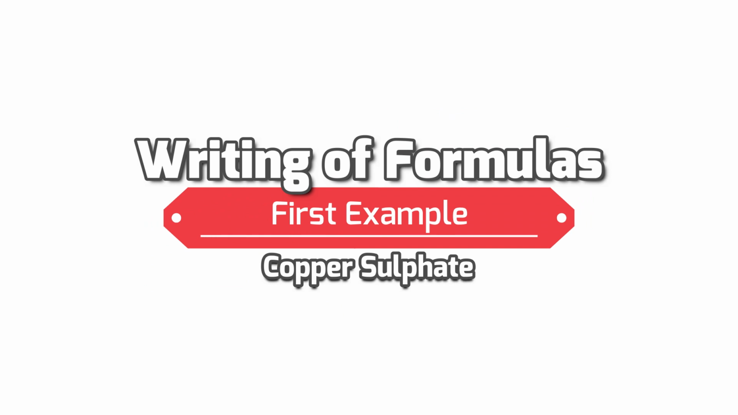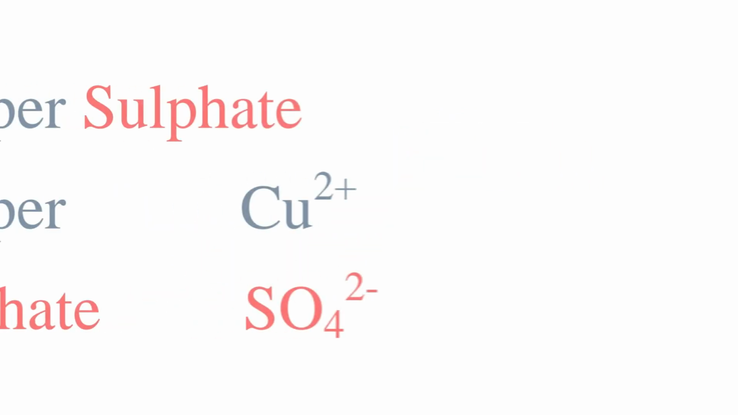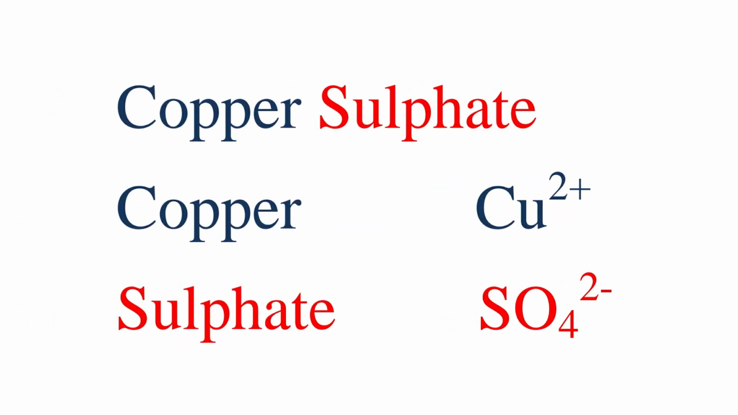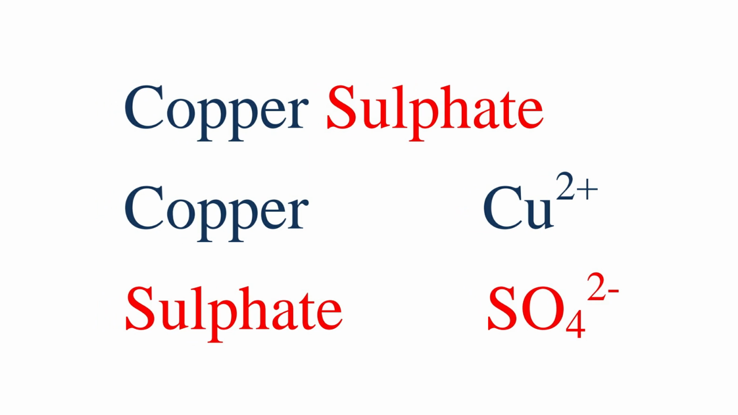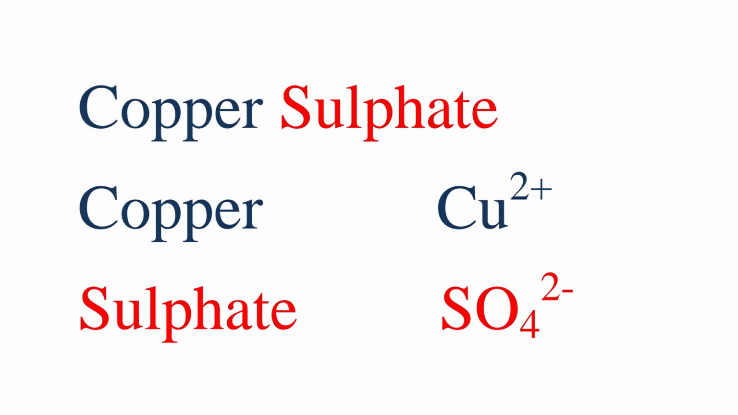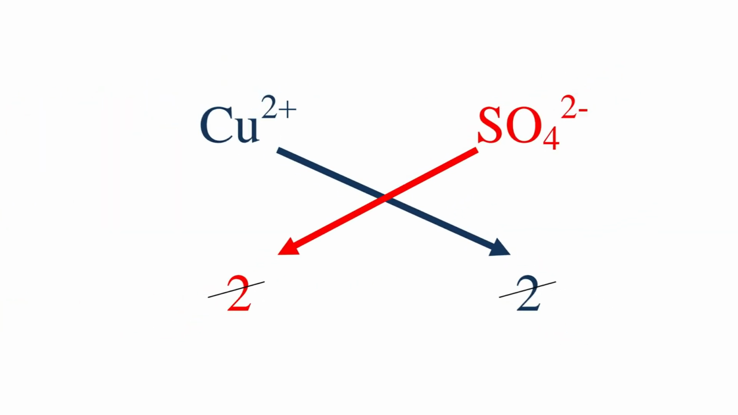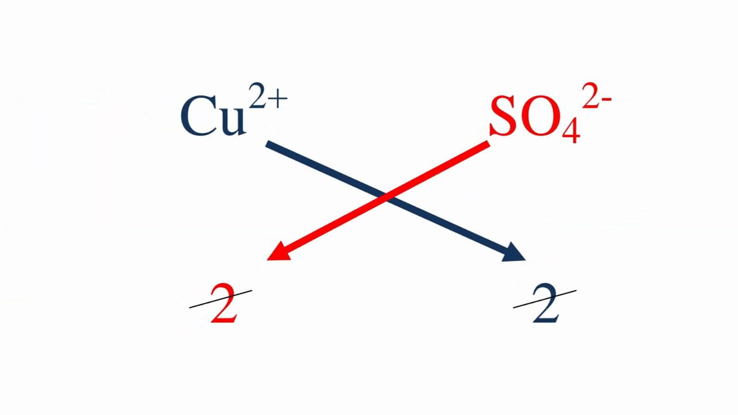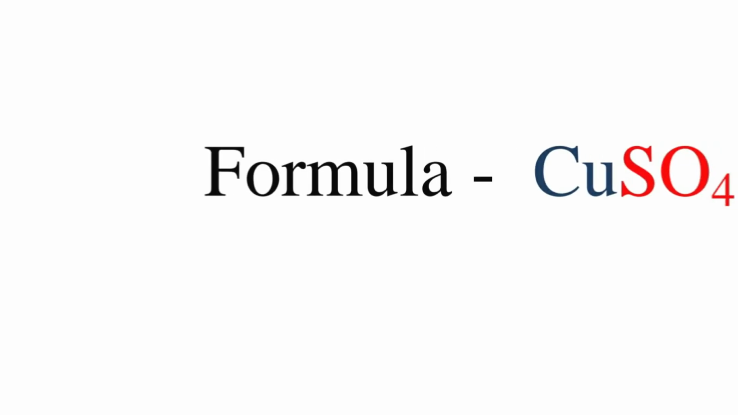Let's take few examples. First of all, copper sulfate. In copper sulfate, we have copper and sulfate ion. Copper is 2 plus and sulfate is 2 minus. If we use these two valencies, they will cancel each other and the formula is CuSO4.